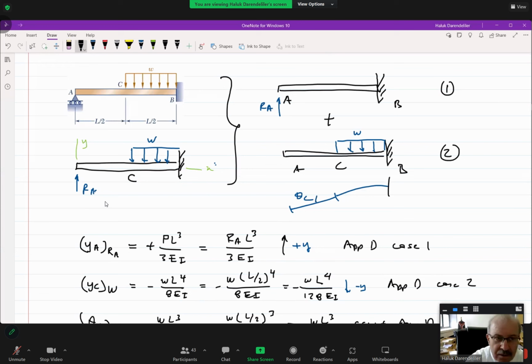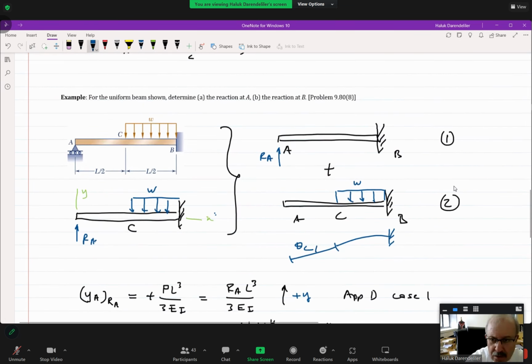Zero. The actual deflection at RA is zero. Bakın ne oldu? Bu yükten dolayı, şöyle çizeyim bir daha. İkinci yükten dolayı, because of the second load, we have such a deformation. Because of the first load, okay, we have such a deformation.